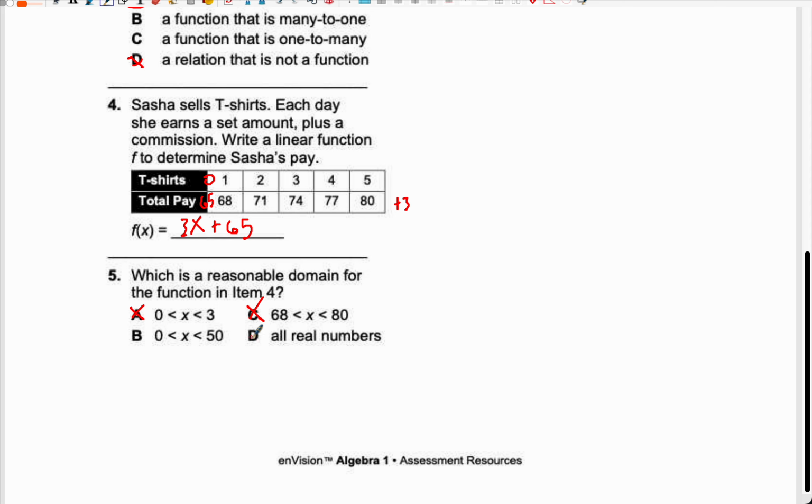Sometimes this is a good choice here for D for what your domain should be, all real numbers. But does it make sense, first of all, for negative numbers? We can't have negative t-shirts. And then does it make sense for like a billion to be the number? Probably not. So we're going to get rid of that one. And B seems to be the best answer. Up to 50 shirts for your team or whatever should work.